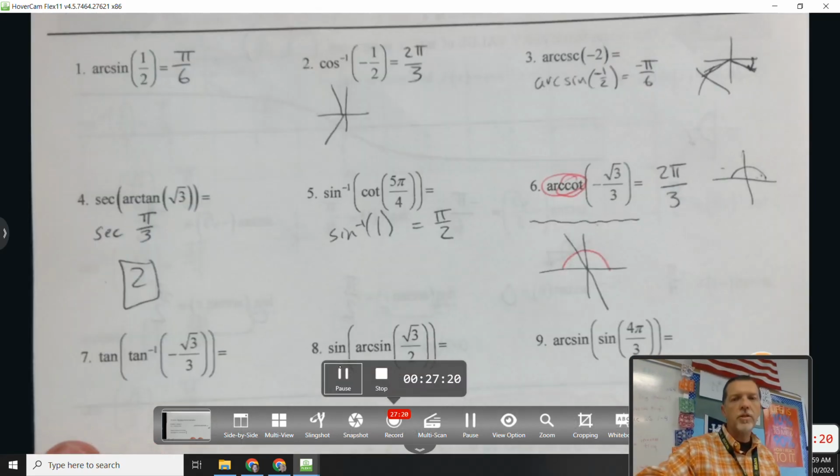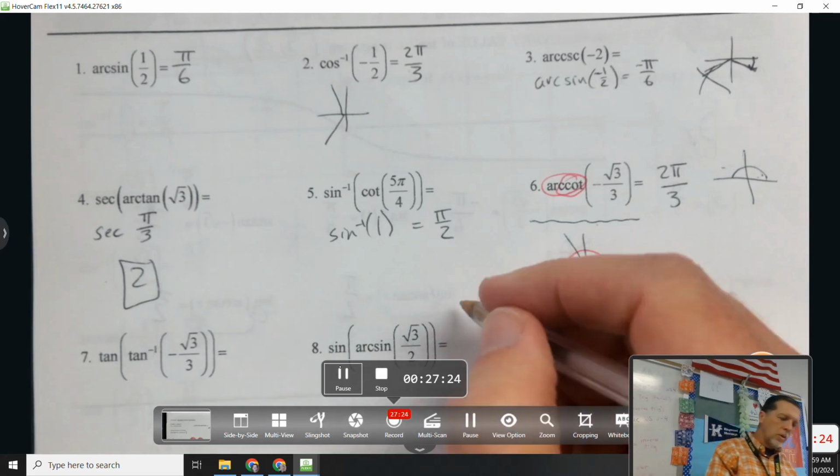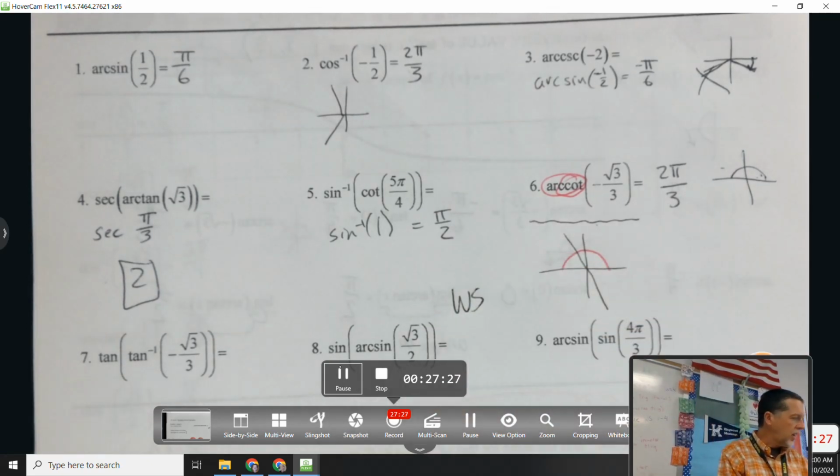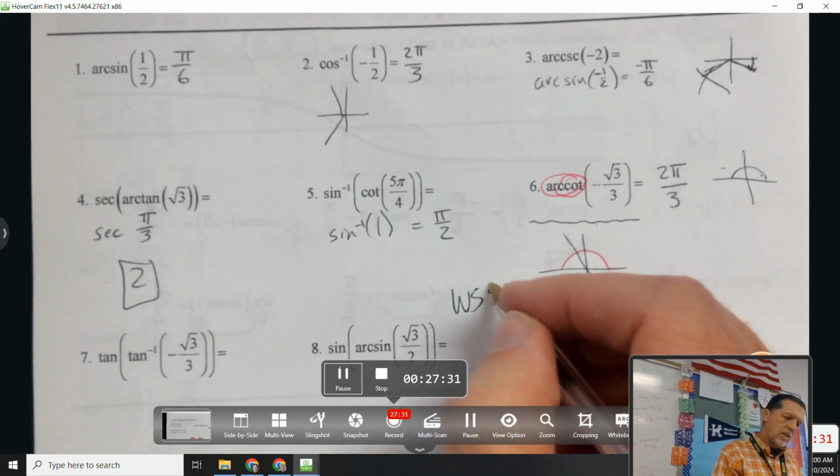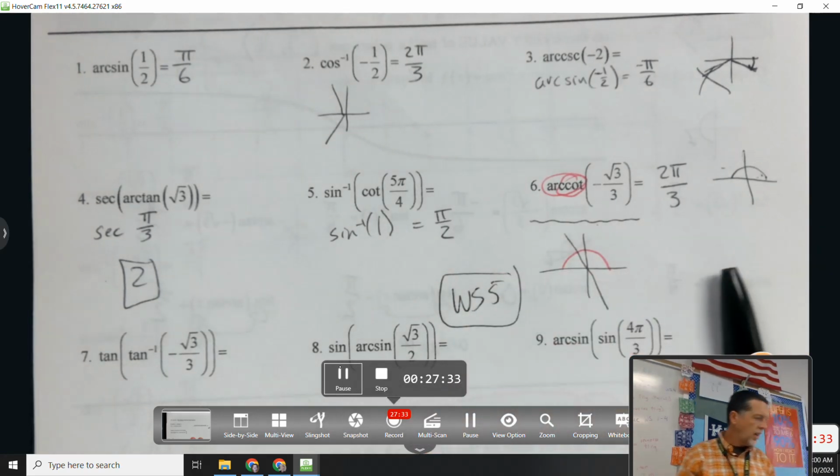For those at home, your assignment today is worksheet... whatever next is 6. Nope, worksheet 5. And yeah, it's a lot of questions, but if you know your unit circle, they go quick.